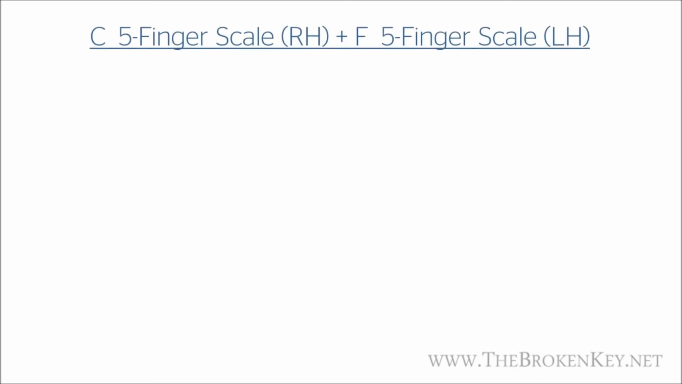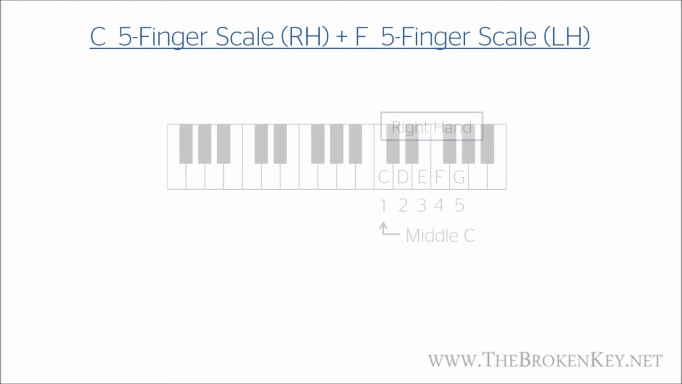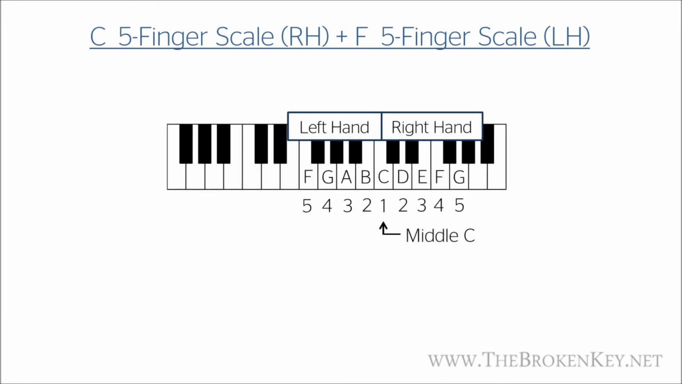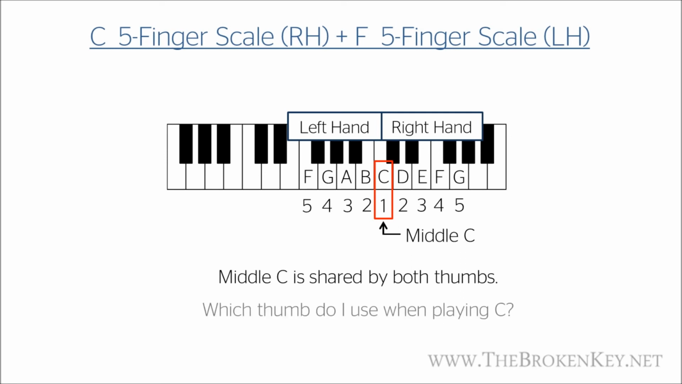In this lesson's worksheet, we're going to see some pieces where the C 5-finger scale is used with the right hand, and the F 5-finger scale is used with the left hand. In that case, your fingers will look like this. You'll notice that middle C is actually shared by both thumbs. So if we're playing a C, how do we know which thumb to use? Well, you have to read the music.